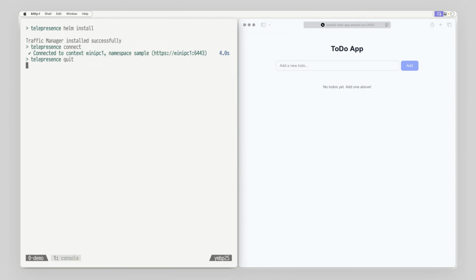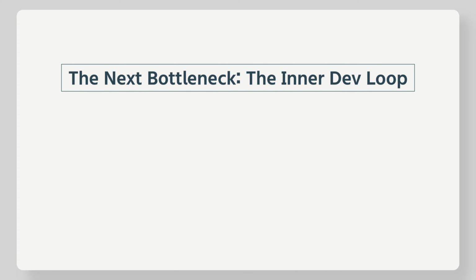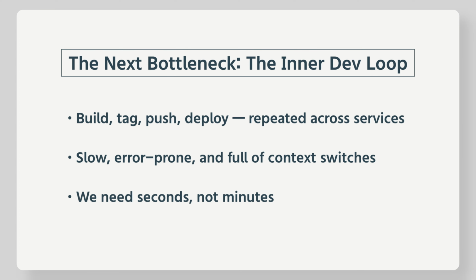When I'm done for the day, telepresence quit disconnects. Now that Telepresence takes care of networking and DNS, the next bottleneck is our inner dev loop. Build, tag, push, and roll out changes over and over again across multiple services. Doing docker build, docker push, and then helm upgrade by hand is both slow and easy to get wrong.